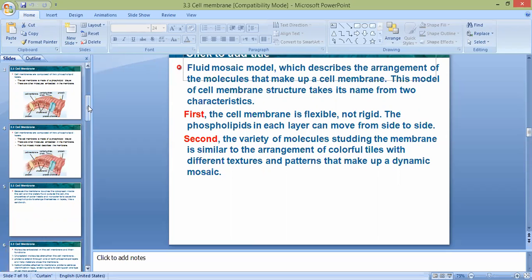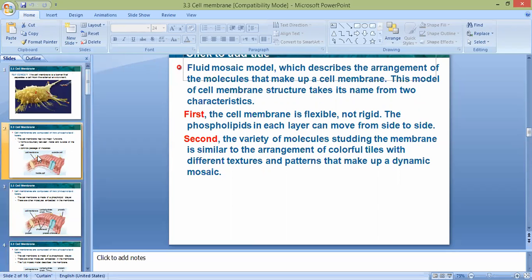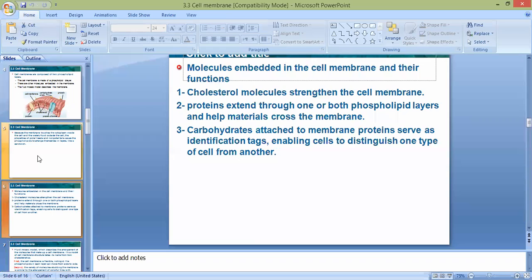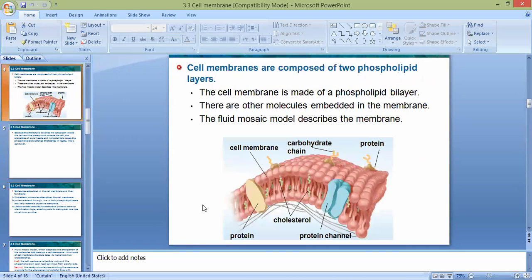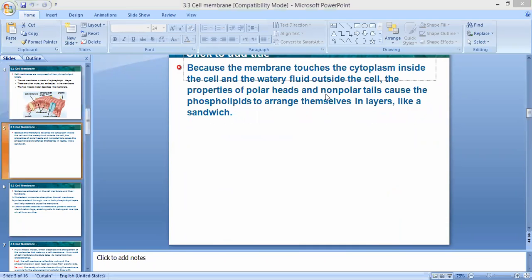We said also here that because the membrane touches the cytoplasm inside the cell and the watery fluid outside the cell, the properties of the polar heads give the membrane this arrangement like a sandwich, because the heads face the watery fluid from outside and inside of the cell. Okay, they are arranged in layers like a sandwich.